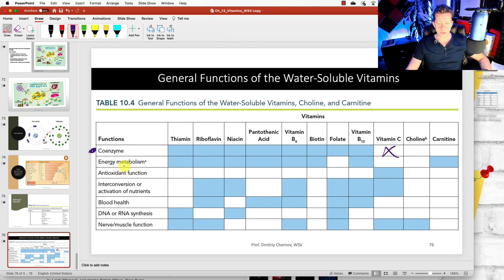Energy yielding reactions. Energy metabolism. Energy metabolism, carbohydrates, proteins, and fats to strip this energy. All of them except folate and vitamin C. Antioxidant functions. None of them directly. So the vitamin C directly participates in functionality of being an antioxidant.